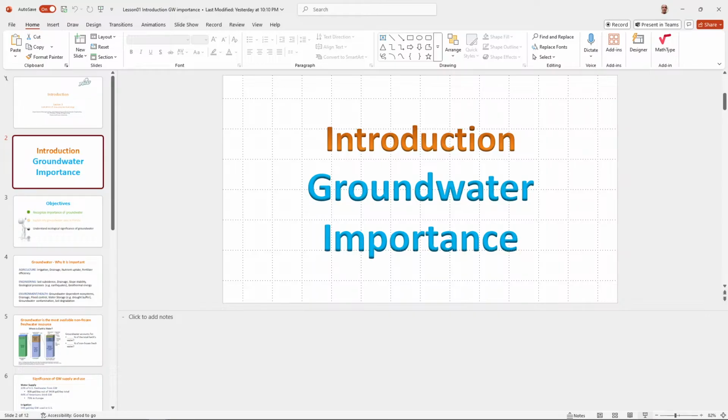So this is for water supply. For irrigation, the US uses about 55 billion gallons per day of groundwater. That's for irrigation.